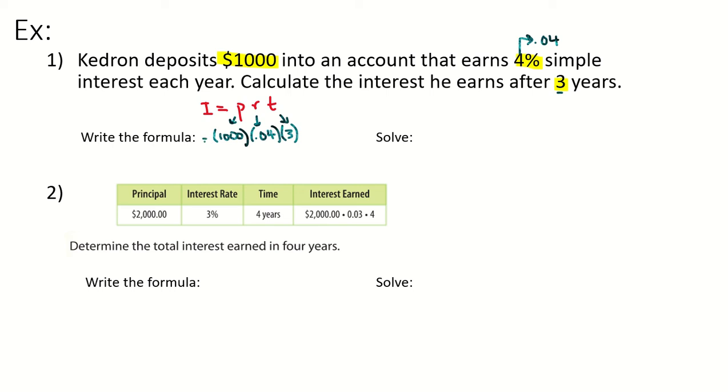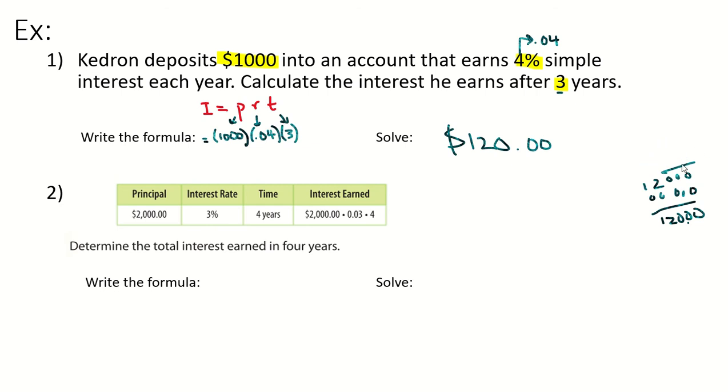Remember, for multiplication, you can go any order. Let's do 1,000 times 3, which is 3,000, and then 3,000 times 0.04. 1, 2, 3 zeros, 12, 0, and then 1, 2, 3, 4 zeros. If I bring everything down, decimal goes there. I've solved it. The interest earned after 3 years is $120. Bonus money, extra money.